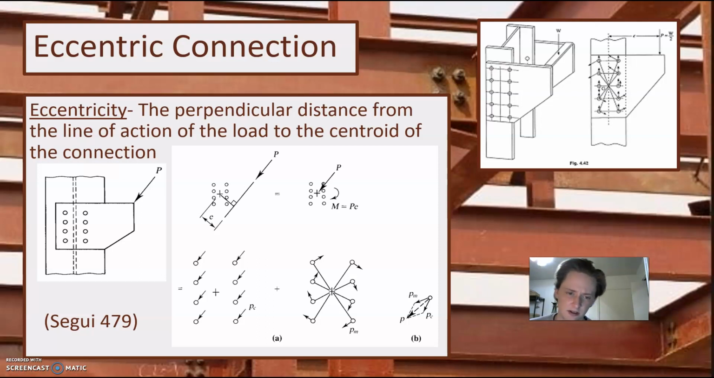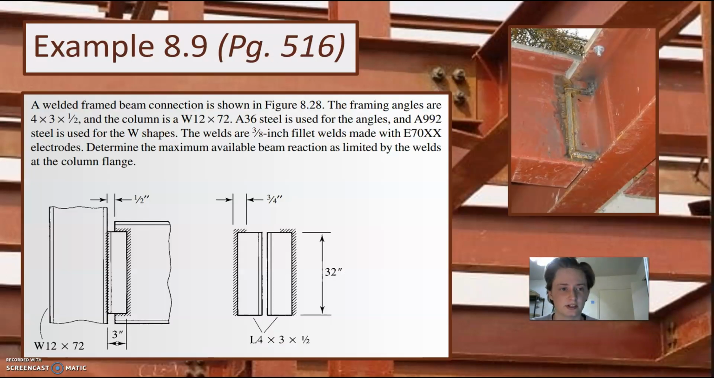You can have a bolt connection here. You can also have shear connections. You can also have weld connections. So you can have multiple connections, but if that concept of eccentricity is held, then we're going to have an eccentric connection. And so today we'll be going through a welded eccentric connection.